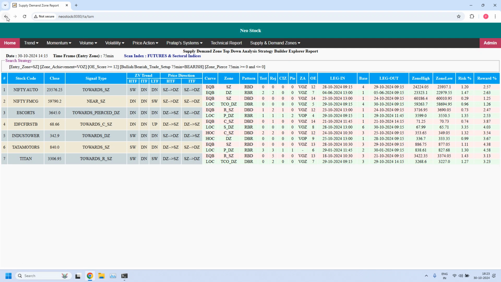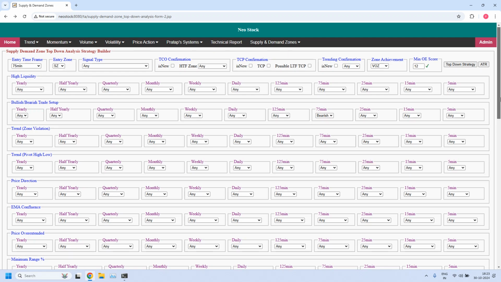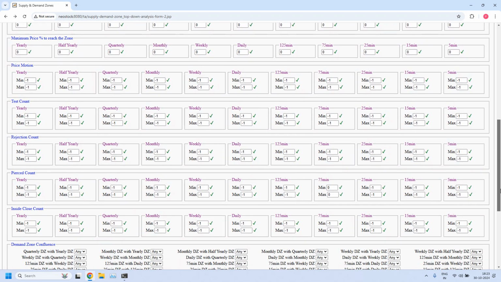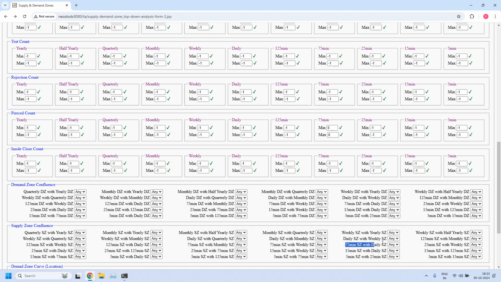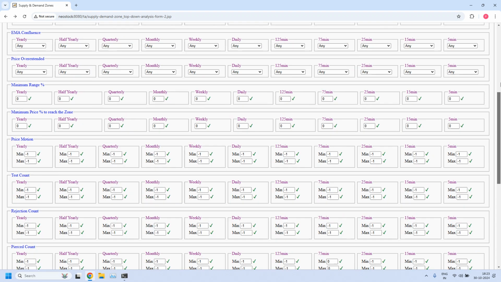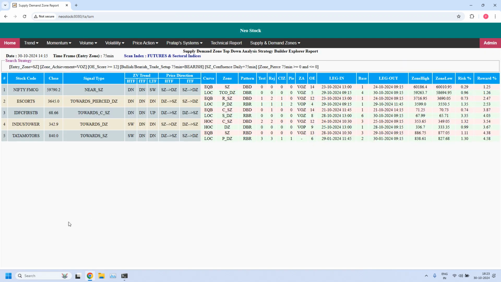First, let's look for ITF supply zone confluence, that is 75 minutes supply zone with daily supply zone confluence. I am enabling that filter. So with this filter, how many stocks will be filtered? Let's verify. Out of 7, 5 stocks are filtered. In all these 5 stocks, the 75 minute supply zone is part of the daily supply zone. And the daily trend is a downtrend, that is the ITF trend.